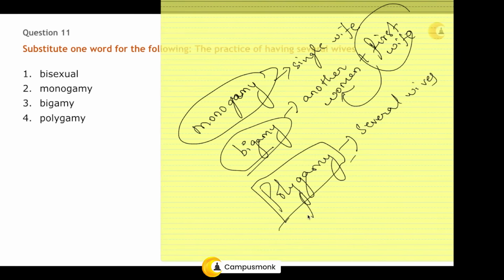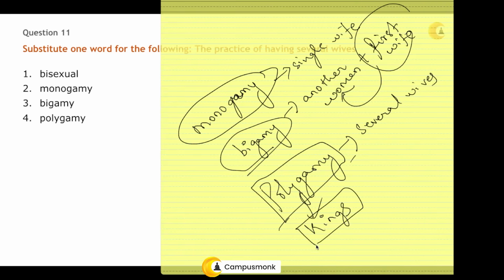Where was this seen? This was seen during the time of the kings. They used to marry 16, 17 queens all at once. So they used to have polygamy at that time, the practice of having several wives. So your answer is in option number 4.